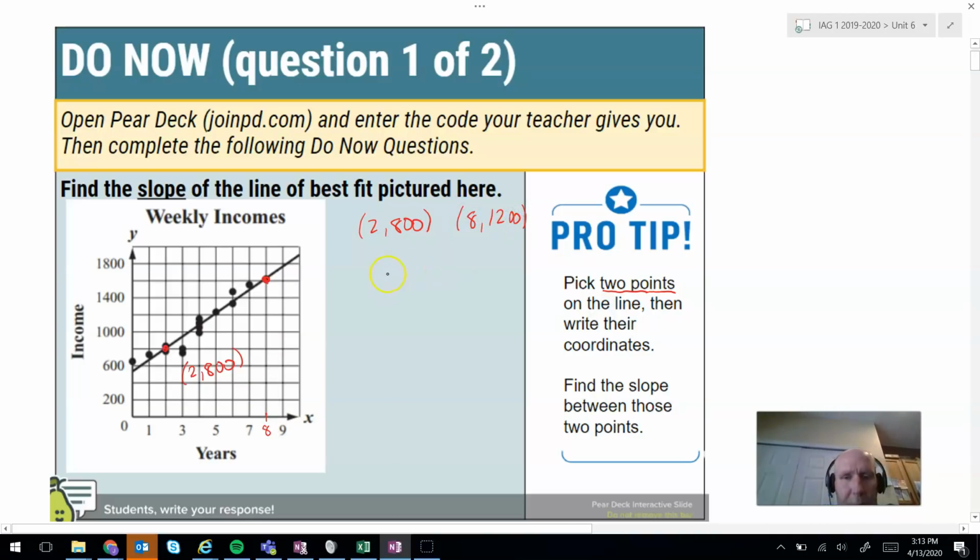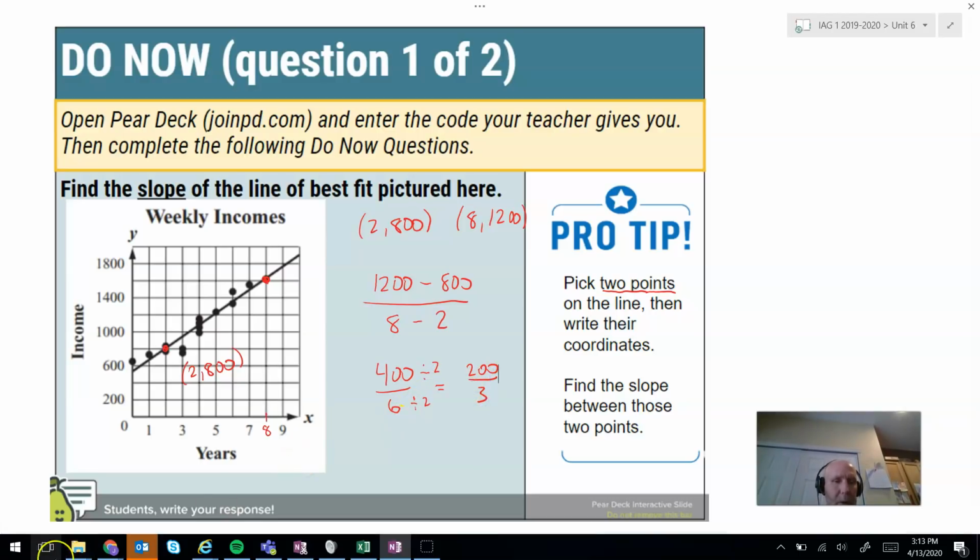Okay, so now we just need to do y minus y over x minus x. We'll do 1200 minus 800 over 8 minus 2. So that's 400 over 6. A couple different ways we could write that. Let's go ahead and reduce. I know that these are both even numbers, so I'm going to divide both of them by 2. That will reduce the fraction. That gives me 200 thirds.